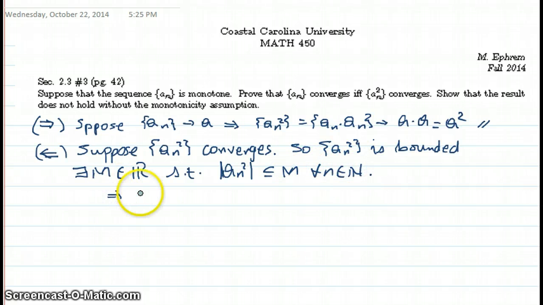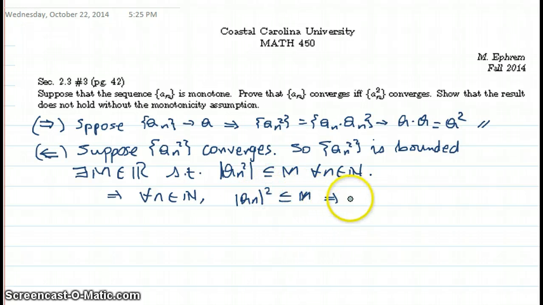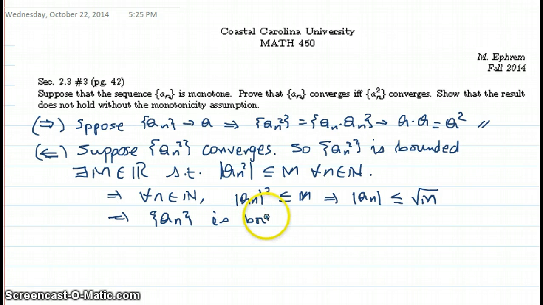That means that for each n, a_n squared is less or equal to M, which really implies that the absolute value of a_n is less or equal to the square root of M. Because M is positive and the absolute value of a_n is positive, a_n squared being less or equal to M does imply that a_n is less or equal to the square root of M. That means that the sequence a_n now is bounded.